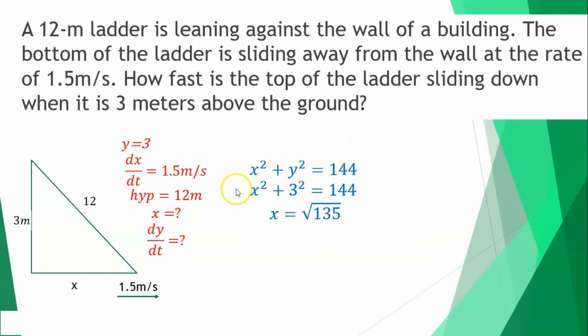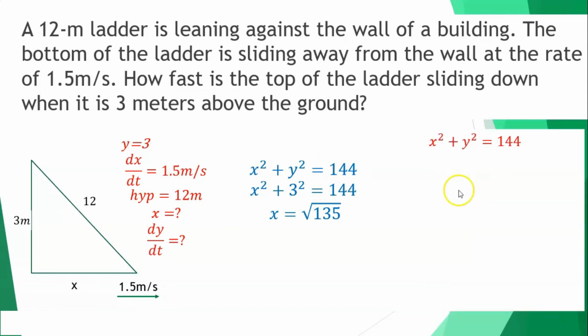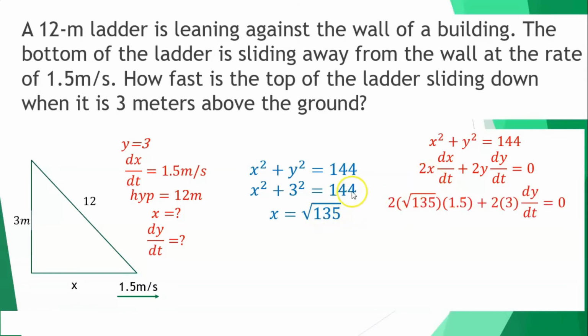And that's the value for x. Okay, now, still making use of the original equation, let's get its derivative. The derivative of x squared is 2x dx/dt. The derivative of y squared is 2y dy/dt. And the derivative of 144 is 0. At this point, let's substitute. The value for x is the square root of 135. dx/dt here is 1.5. The value for y is 3. And dy/dt is unknown.